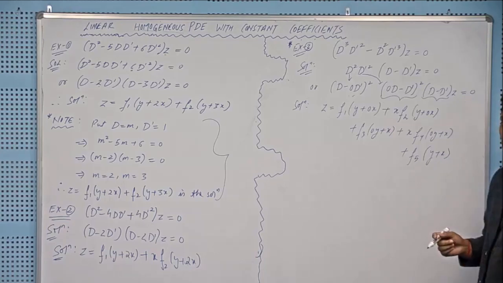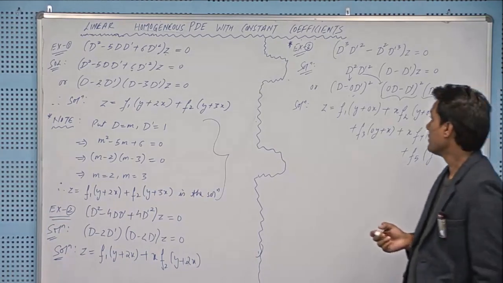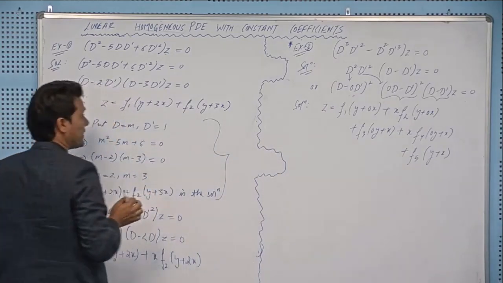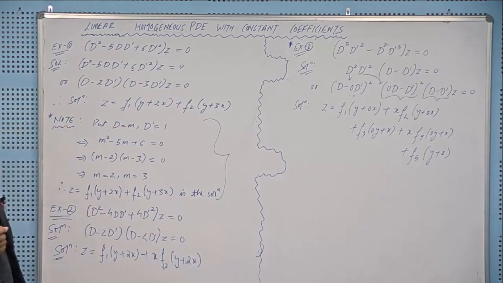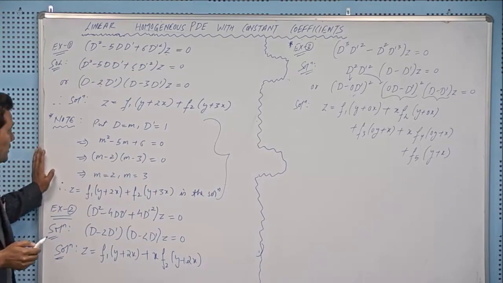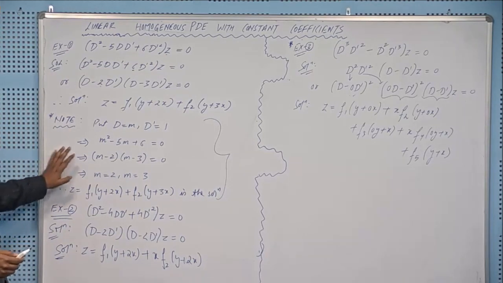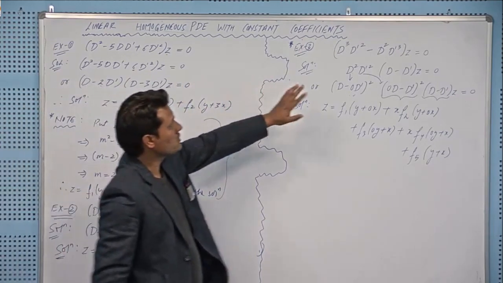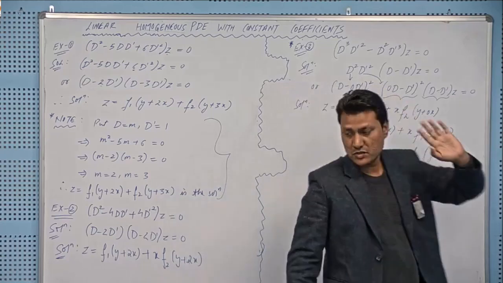So this is the complete solution, and you see that writing d equal to m and d dash equal to 1 will work 99% of the time, but in 1% of examples it will fail. So you have to be on your own guard to use this method. Be careful, this method is applicable if and only if you don't lose the degree, you don't lose the power. Like in this case, you can use this method.